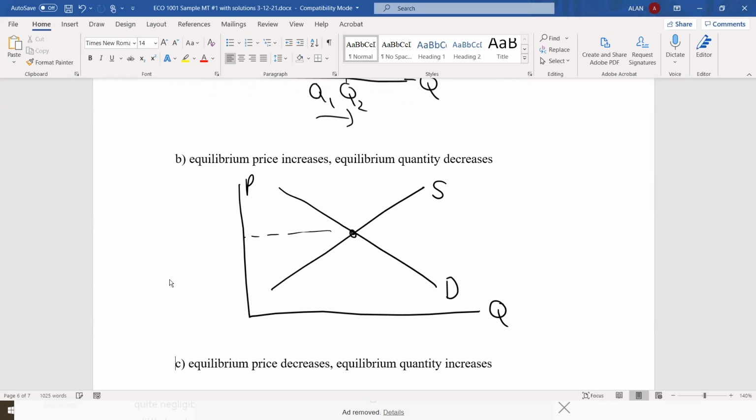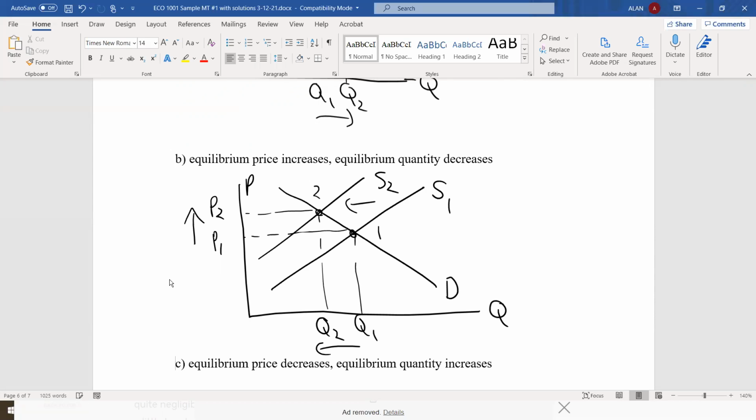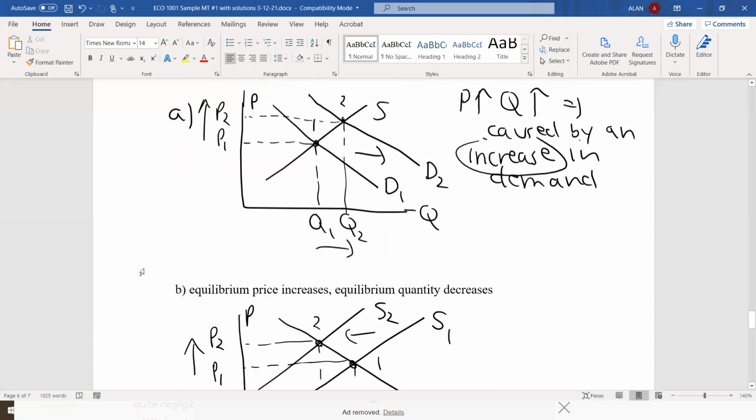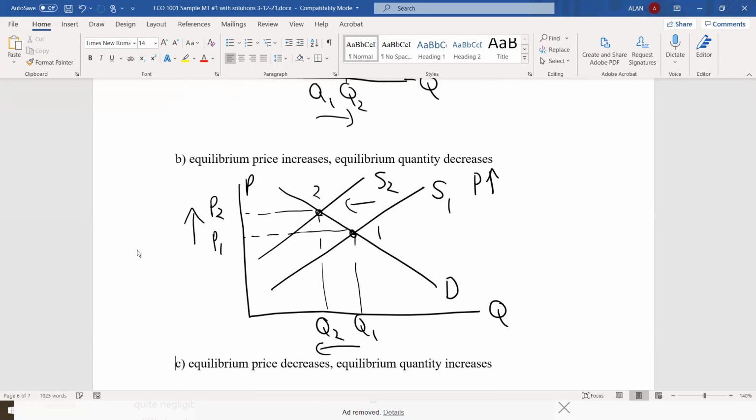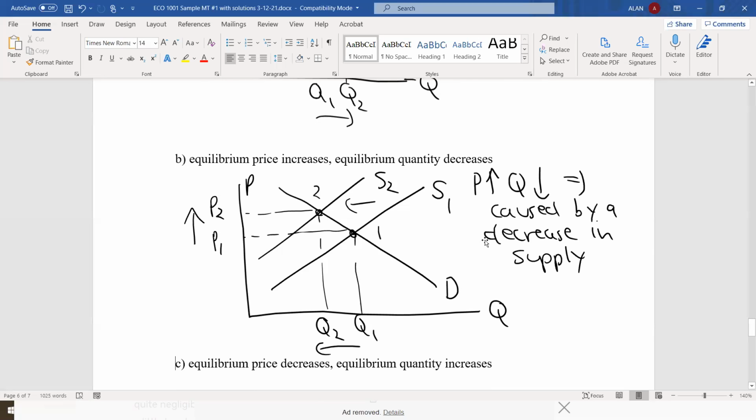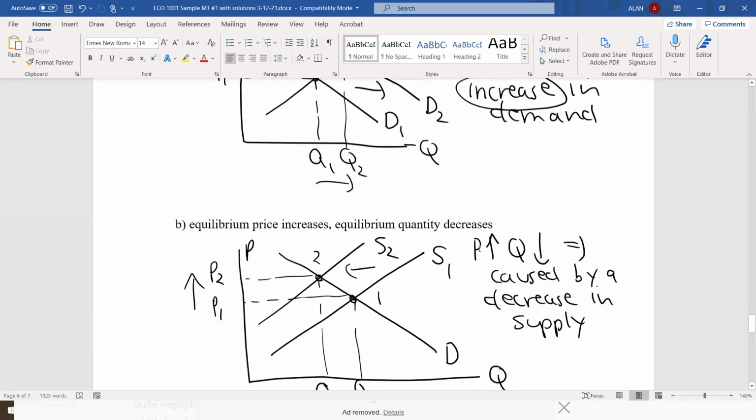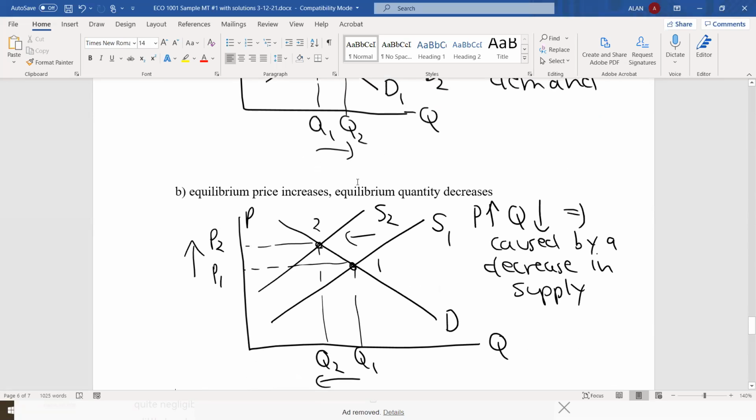All right. And when we shift it to the left, oh, I think we are correct. Look at that. All right. So what we're seeing here is that the price did in fact go up. The quantity went down. And this was caused by a decrease in supply. Right? So you proved it. Just by drawing that picture, you've proven that a shift to the left of the supply curve will cause the price to go up while the quantity drops.